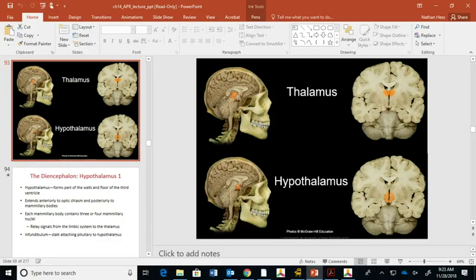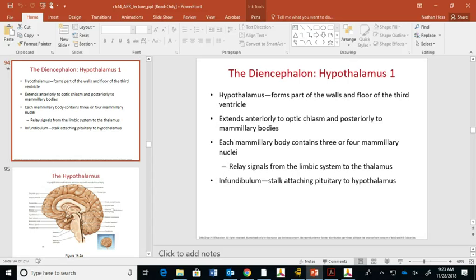Here's our hypothalamus, just a bit anterior to that. That's our next piece we're talking about. So this actually forms part of the walls and the floor of that third ventricle. And it contains mammillary bodies, like mammary glands. Yes, that's what they're named for. That's what they look like when you see them. So these are relaying signals from the limbic system to the thalamus.